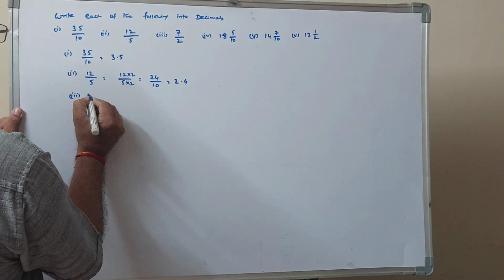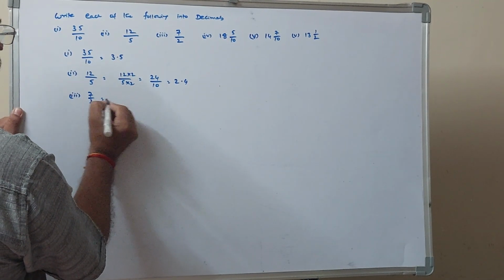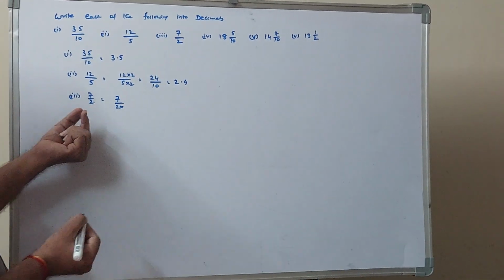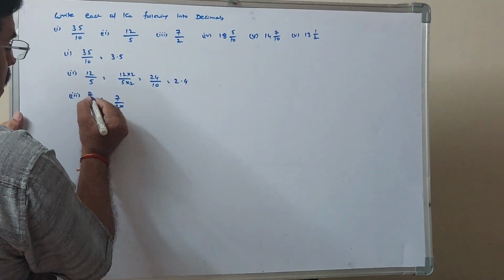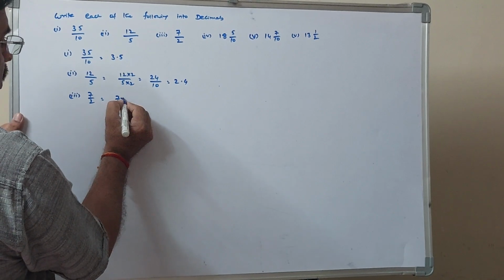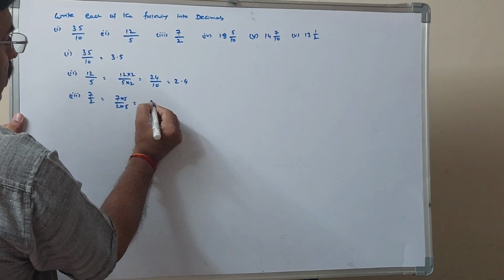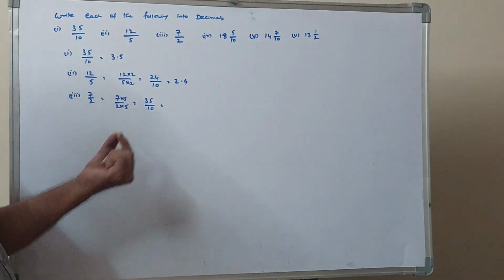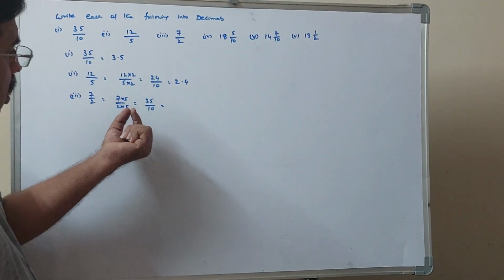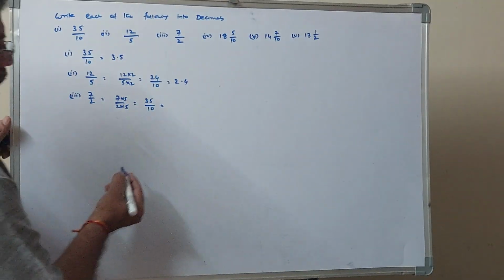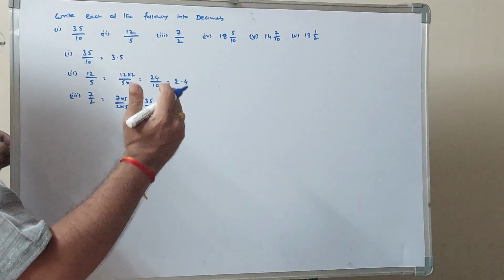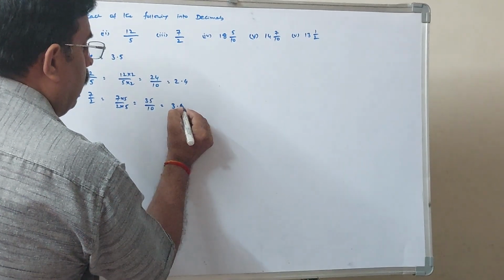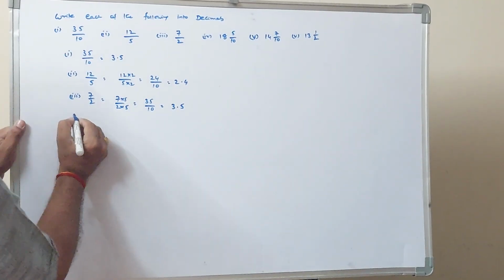Third one, 7 by 2. Here the denominator is not 10, so we are converting into 10 by multiplying with 5 and 5, an equivalent fraction. So 7 5s are 35 by 2 5s are 10. So 35 by 10 means how will you put it in decimals? We will put the decimal point leaving the rightmost digit. So 3.5.